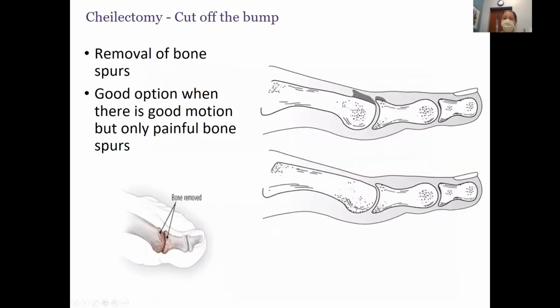All right, so surgery, the easiest surgery and the quickest recovery is something where we just remove the bone spurs. So this is the top of the joint where we saw those painful bone spurs, and we just remove that and remove this right here. And what this does is it helps to keep your motion and remove those spurs, okay?